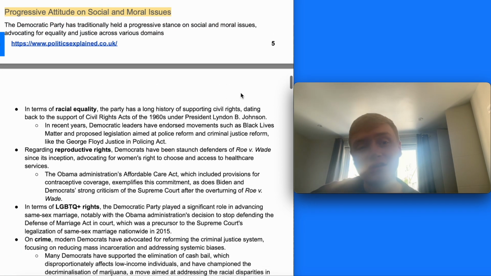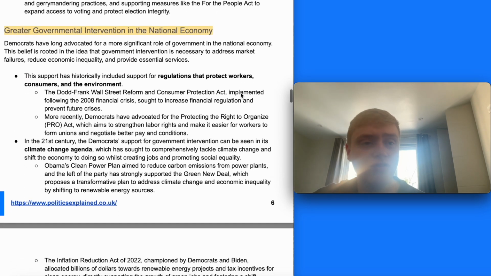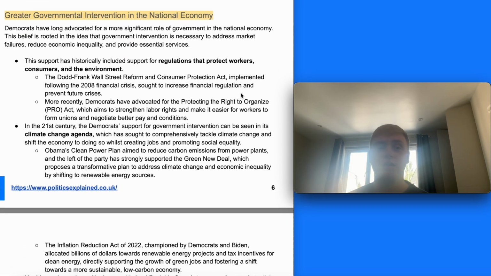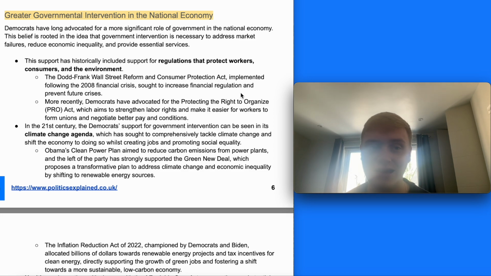So that's a range of issues in which they support progressive attitudes on social and moral issues. Another key aspect of their policy is supporting greater governmental intervention in the national economy. So they've long supported a more significant role of government intervention in the national economy.